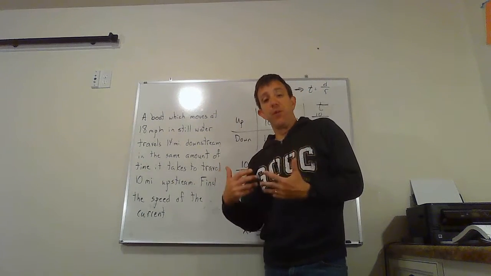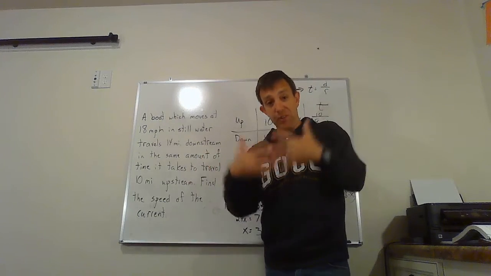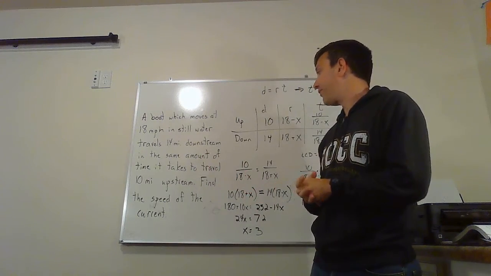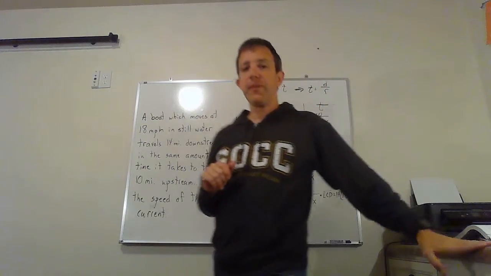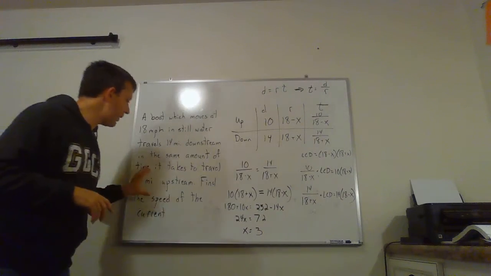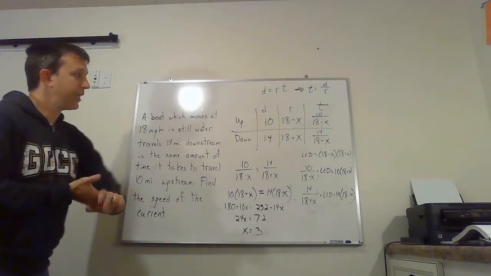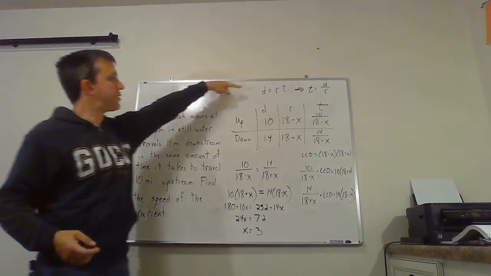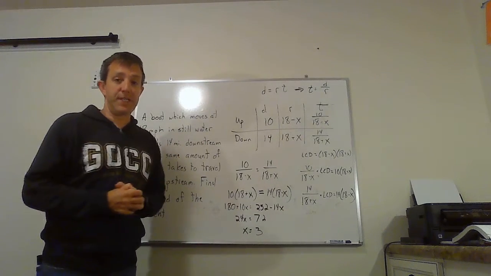So we have this boat. It's going to be going against the current and with the current, and it takes the same amount of time, but different distances. And so that's going to be the key to this whole thing. It takes the same amount of time, and that's what we're really going to key in on. So this is just begging us to use the distance formula. Distance is equal to rate multiplied by time.